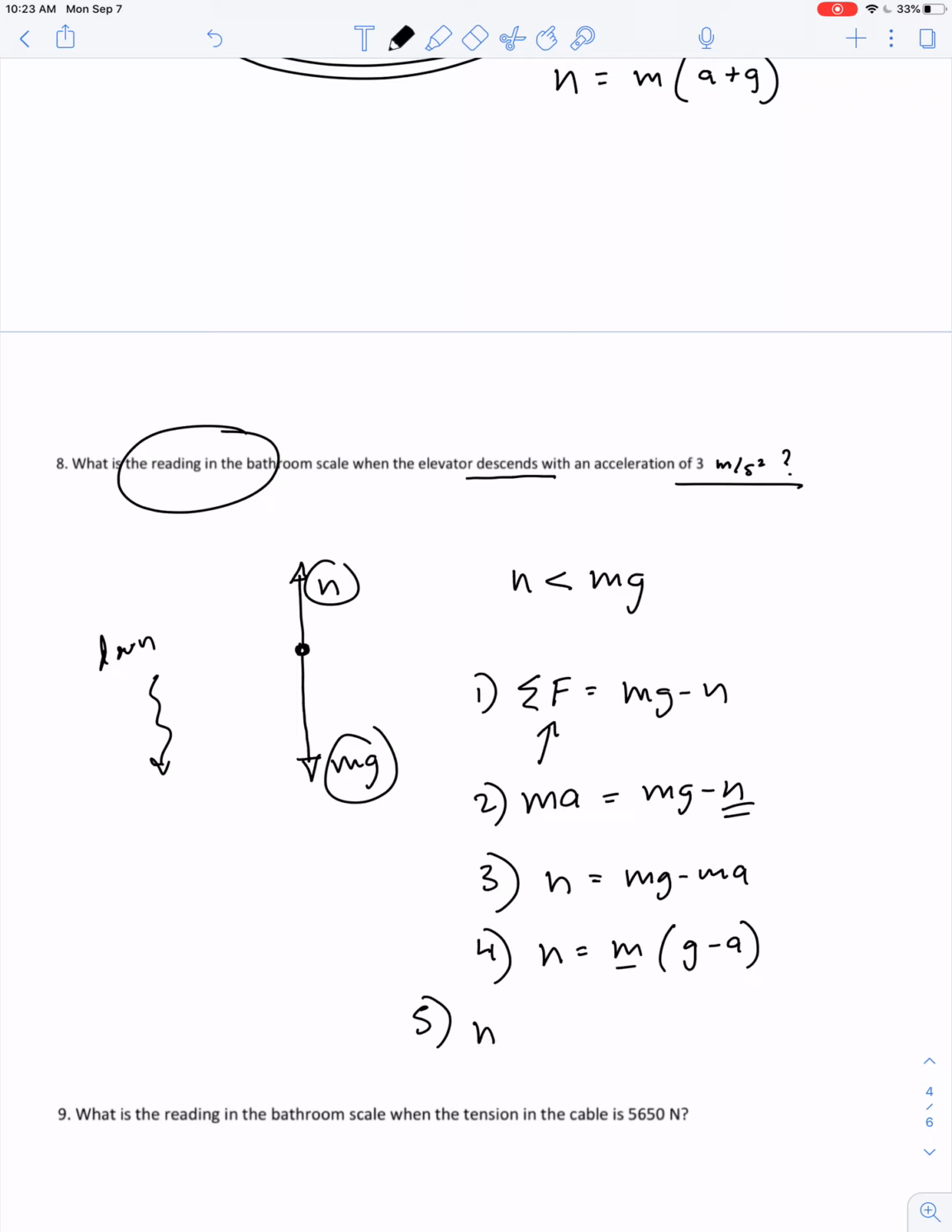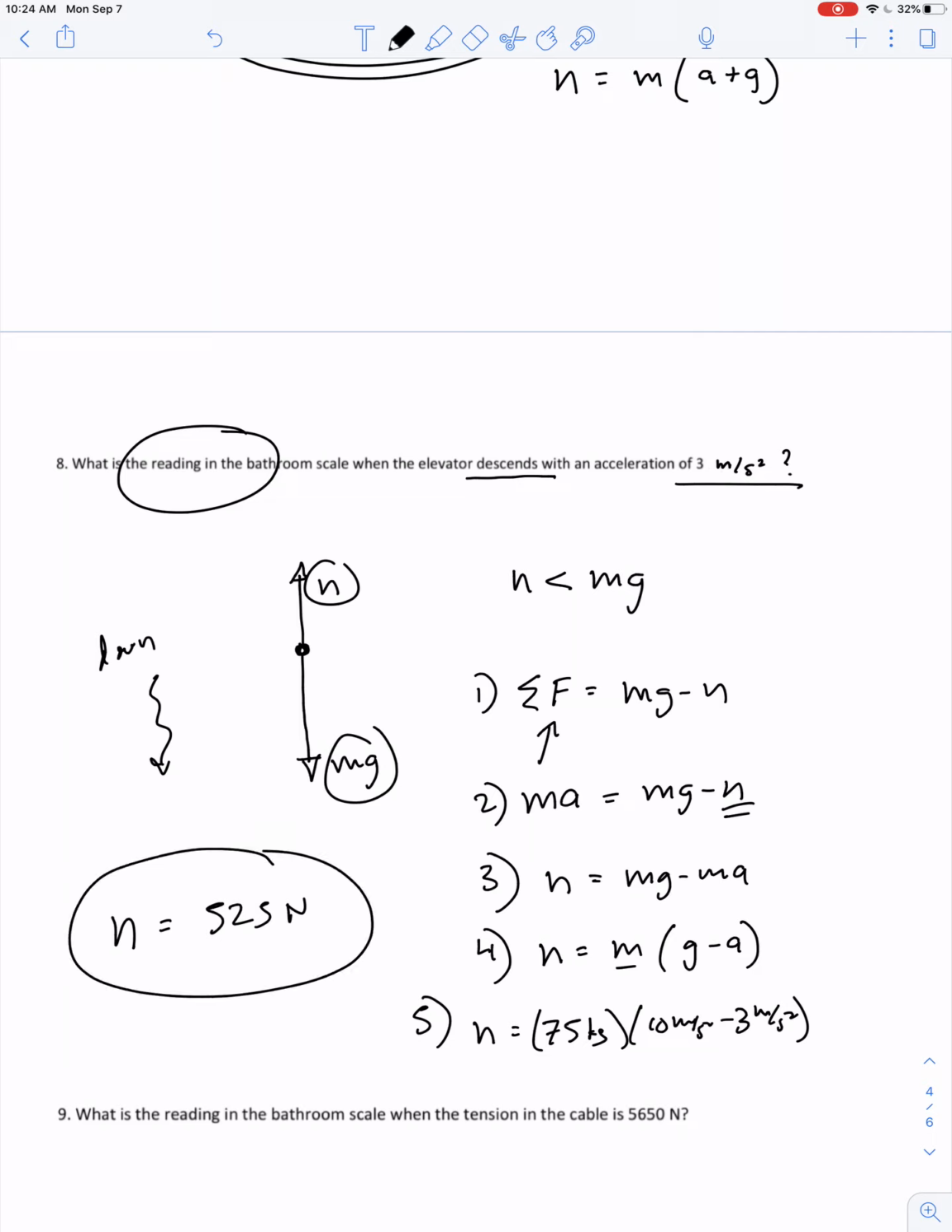So numerically, in this case, we have 75 kilograms times 10 meters per second squared minus 3 meters per second squared, or 7. So 75 times 7 gives us what? Gives us a scale reading of 525 newtons. So you would say that it feels like you weigh less. You don't. You still weigh 750 newtons, but your contact with the floor seems less.